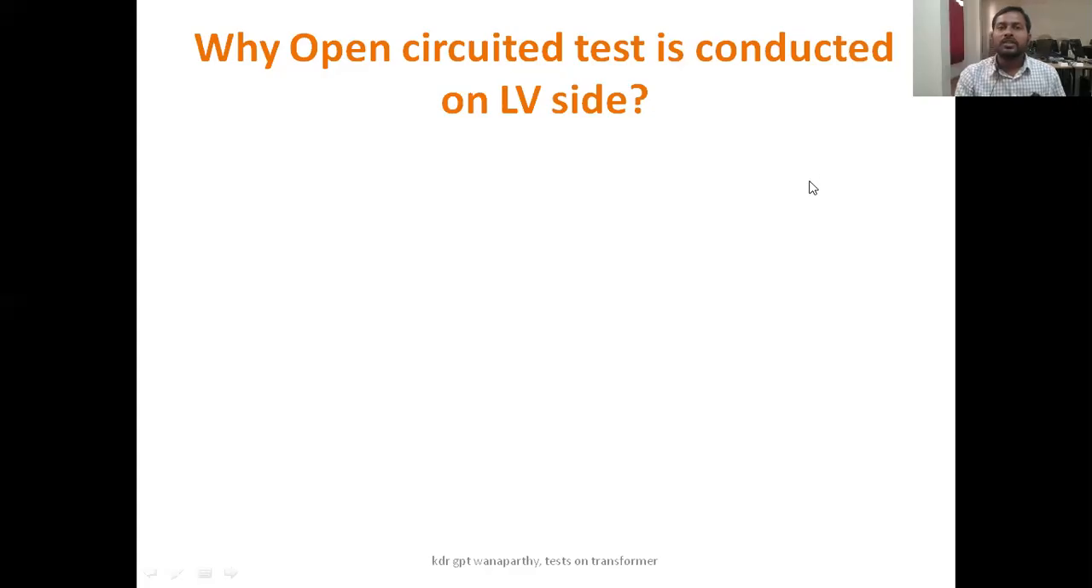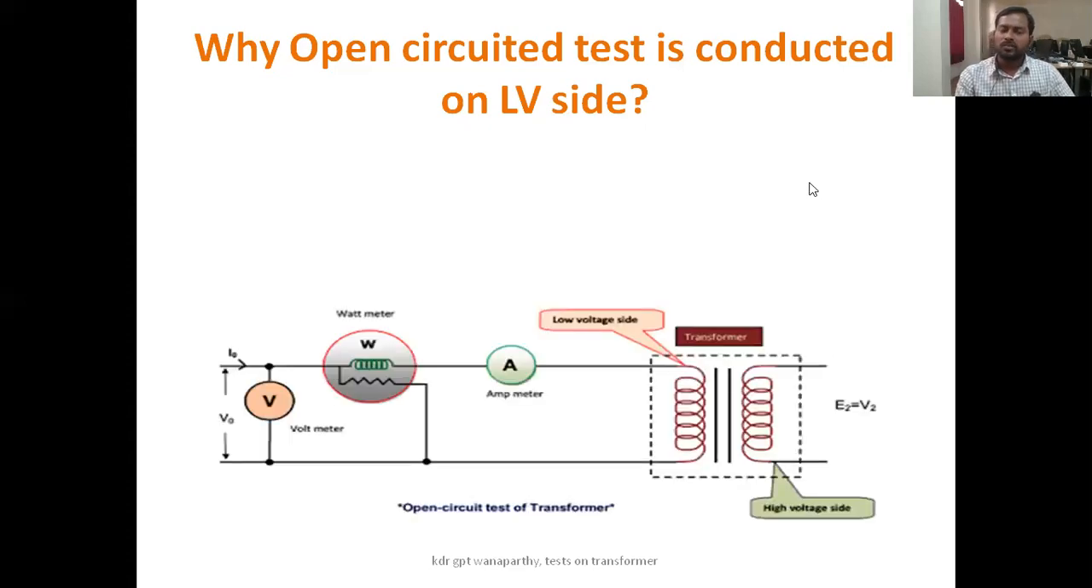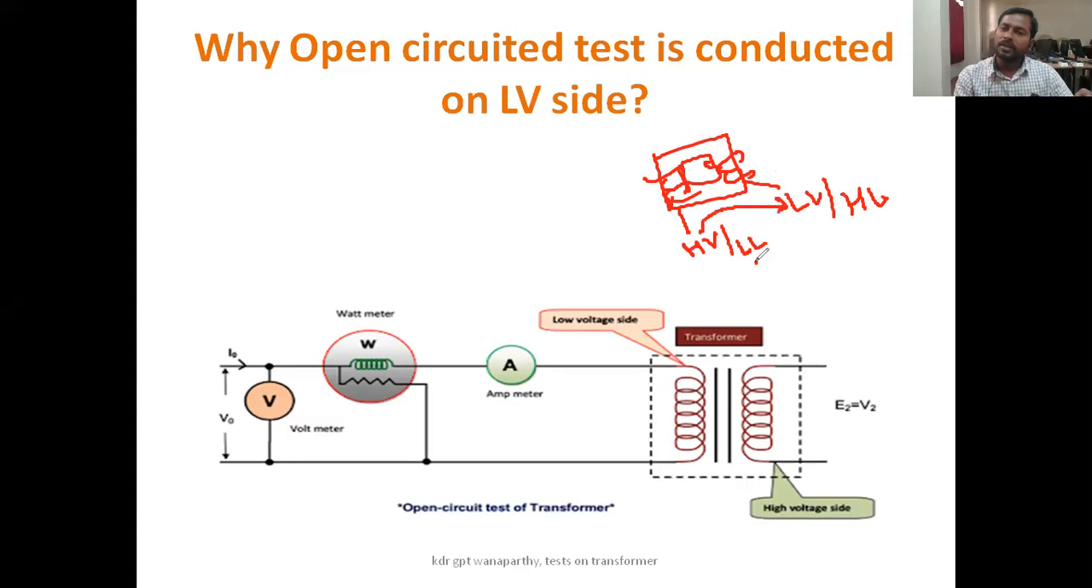So the next one is why we need to conduct the open circuit test on the LV side. If you take any transformer, for example, this is the primary and this is the secondary. The primary may be either HV or LV, and the secondary may be LV or HV. If the primary is HV, the secondary must be LV. If the primary is LV, the secondary must be HV. This is basic. So we need to confirm where we conduct this test, either HV or LV. That is what we need to discuss.